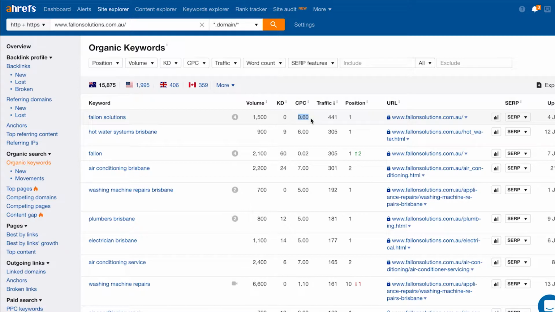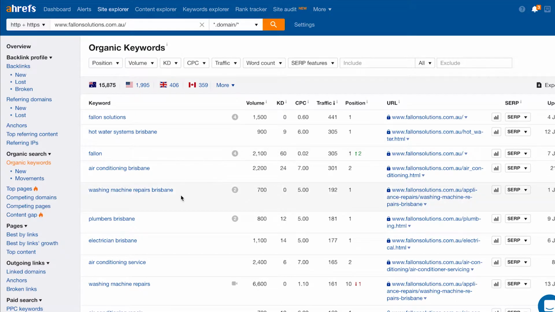It's got the cost per click, how much traffic it thinks is actually coming through based on your position, and this might be dependent on whether there's ads and that kind of stuff. So here you also got the position and what URLs are ranking for it, and when it was updated. So there's a bunch of useful info there. So next you can see that their second most referring is Hot Water Systems Brisbane. It's got a volume of 900, again their position 1.